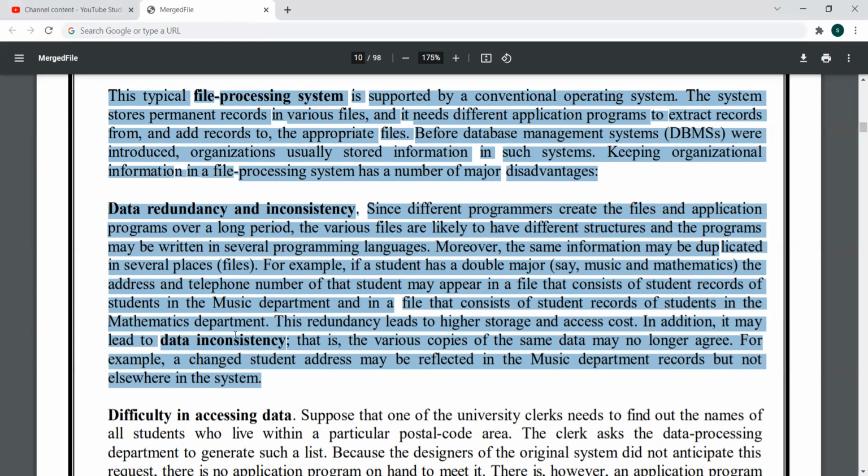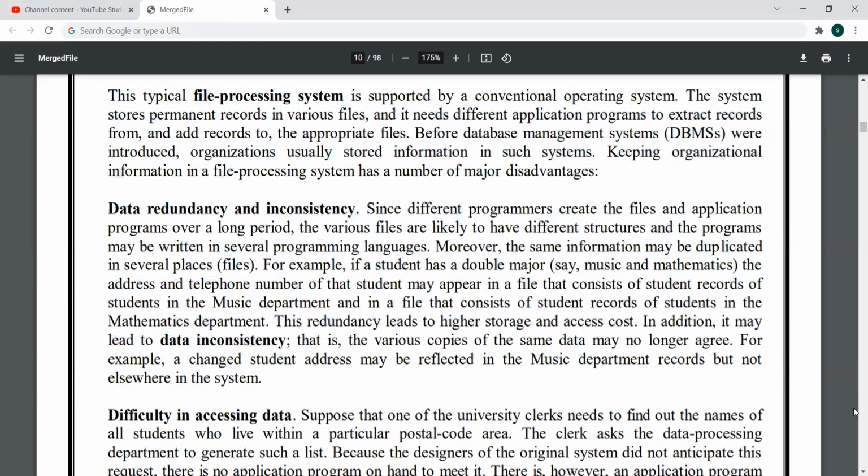In addition, it may lead to data inconsistency, that is, various copies of the same data may no longer agree. For example, a changed student address may be reflected in the music department records but not elsewhere in the system. This is the data redundancy and inconsistency problem in the file processing system. This is a disadvantage.